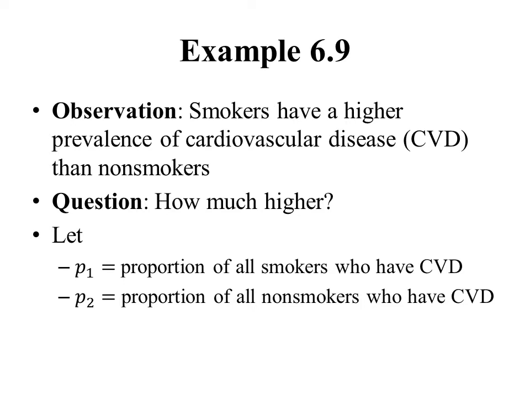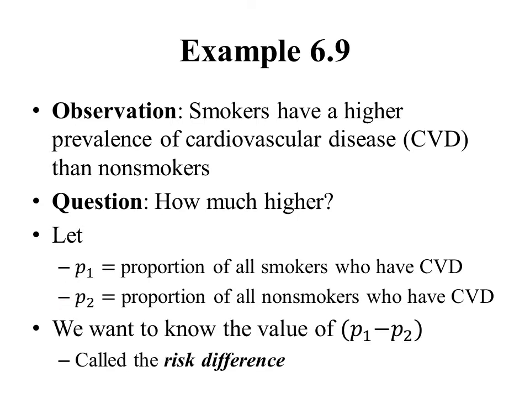So to begin to answer this question, we're going to define two parameters. Let P1 equal the proportion of all smokers who have cardiovascular disease, and P2 the proportion of all non-smokers who have cardiovascular disease. So P1 is just the point prevalence of our exposed population, and P2 is the point prevalence of our unexposed population. So we want to know the value of P1 minus P2. This number is what we call the risk difference. It's the difference in the point prevalences of these two populations.